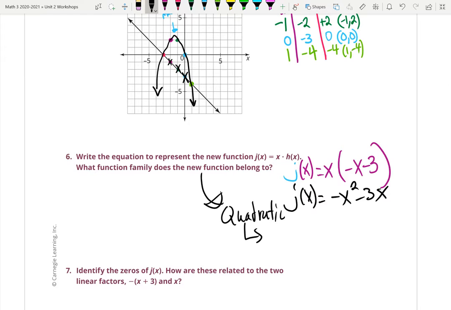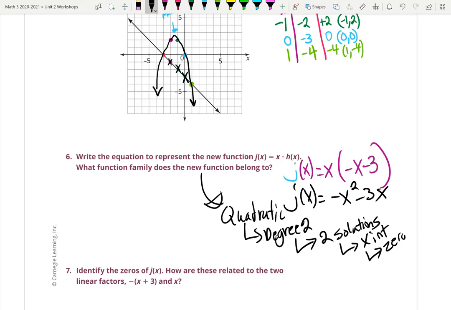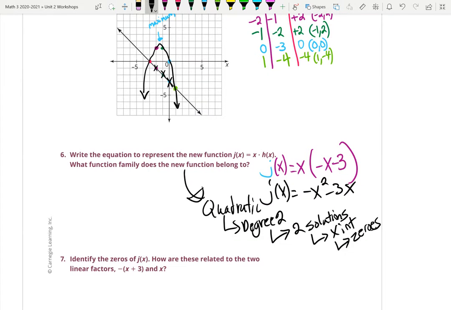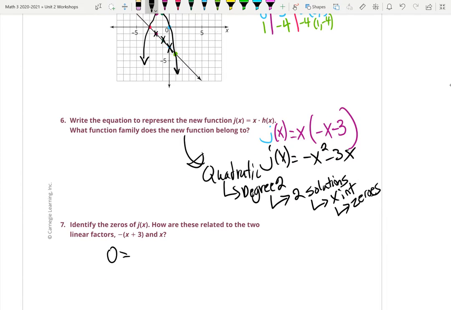Why? It's degree 2. Degree 2 means it's going to have 2 solutions. Remember, the solutions are the x-intercepts, which are the zeros. What are the zeros? Notice I can look at my graph. I'm going to ask myself 2 questions. 0 is equal to negative x plus 3, and when is 0 equal to x? This is case 1. This is case 2.